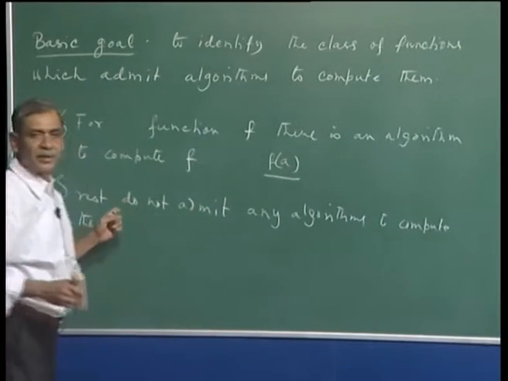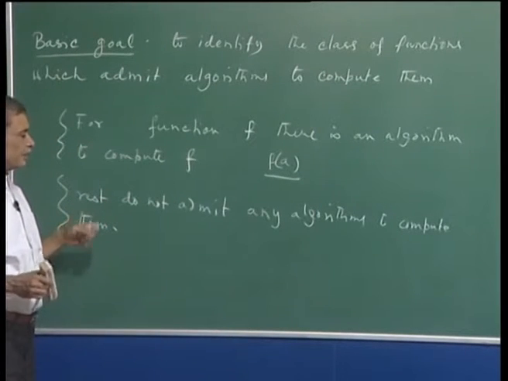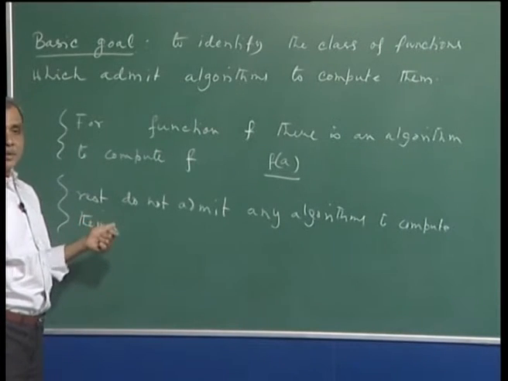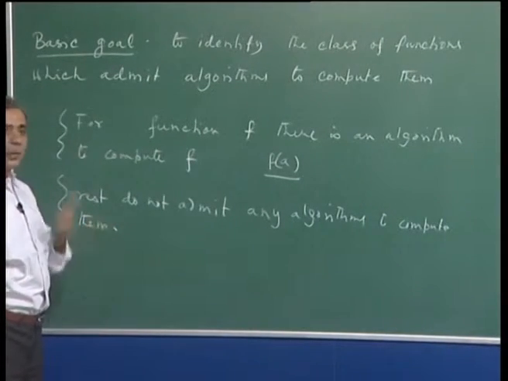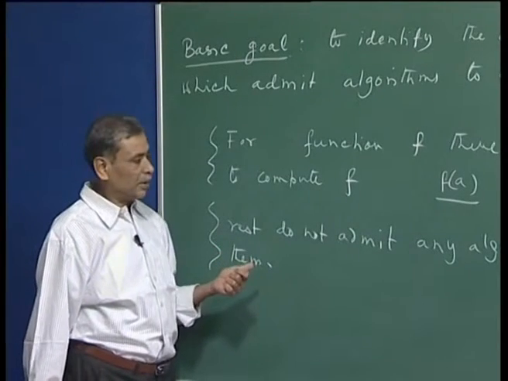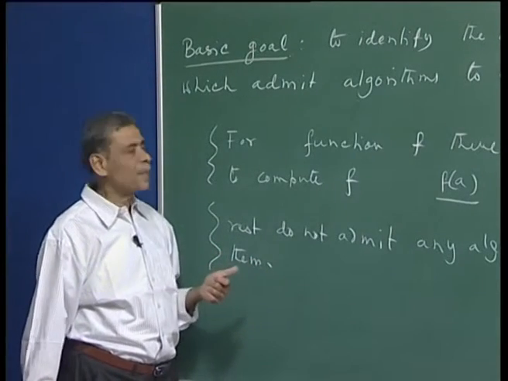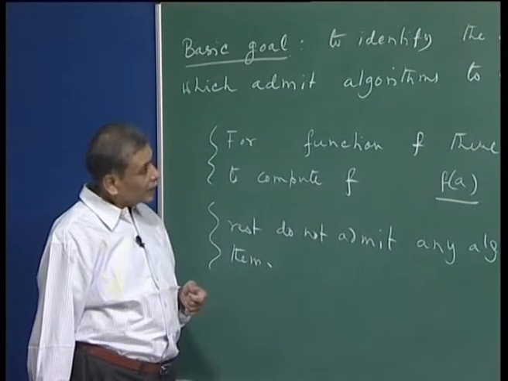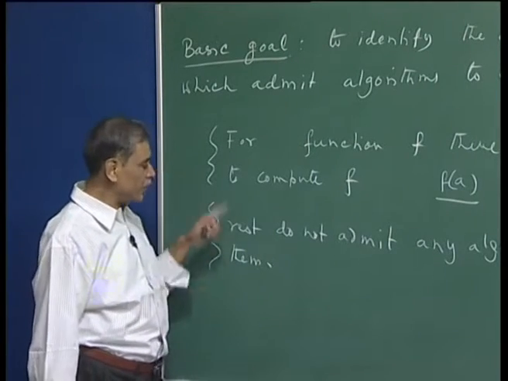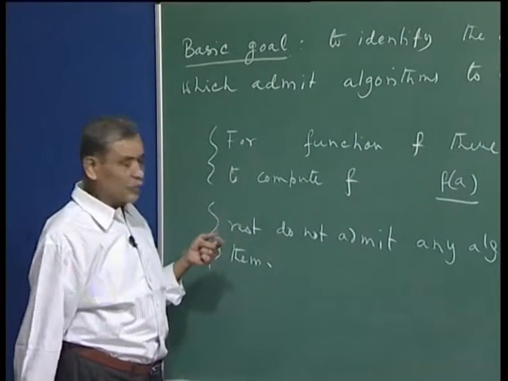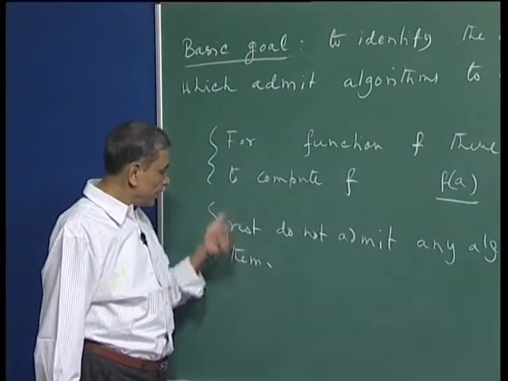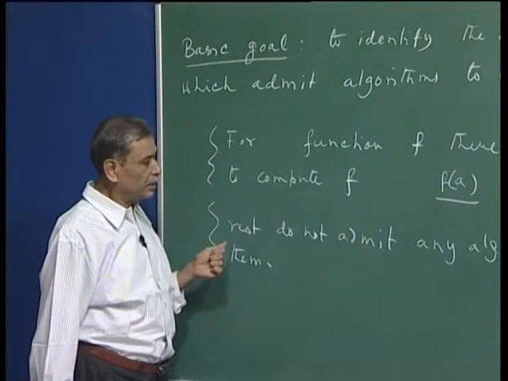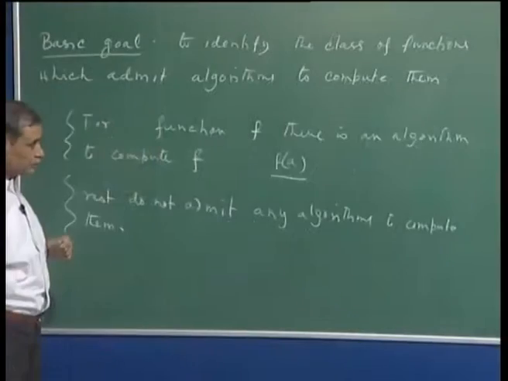But in the other case, it may be that for some inputs I will be able to give the output, but there may be inputs for which I will not be able to tell you what the output is. In other words, I will not have an algorithm in general to compute that function. And as I said, most of the functions, unfortunately if you like, fall in this class, that they do not admit any algorithm to compute them.